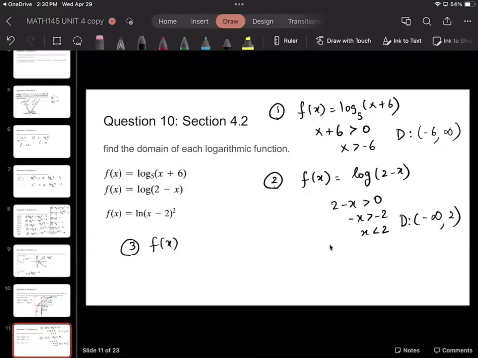Finally, I have ln of (x minus 2) the whole squared. Now, when you square a number, it's always positive, is it not? So basically, everything is going to become positive. So the only thing I need to be concerned about is what's going to make it zero, right? So 2 is the only number that is going to make it zero. So the only thing I cannot have is 2. So what is my domain? Negative infinity to 2, union 2 to infinity. 2 is the only thing I'm not including because 2 will make it 0, and I don't want 0 either, okay?